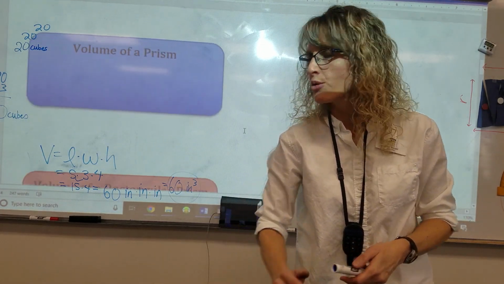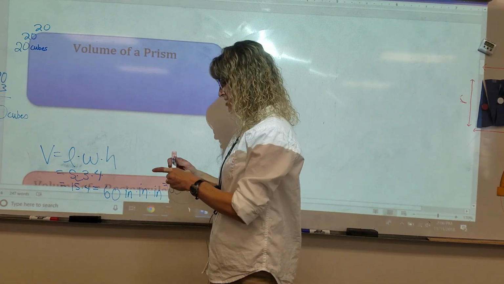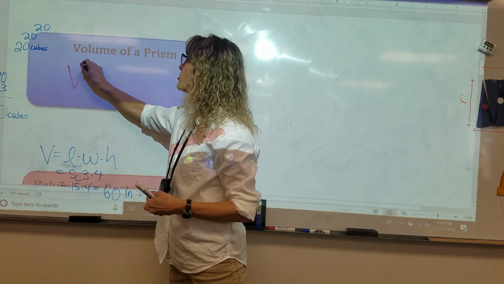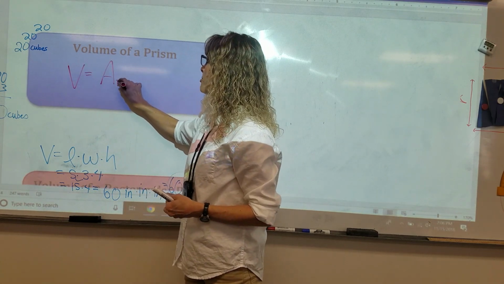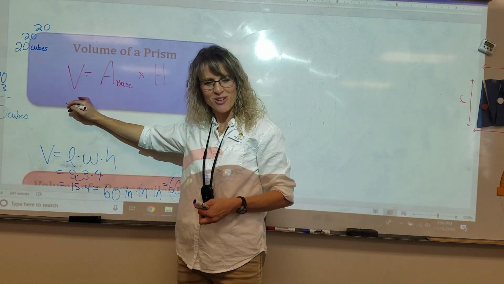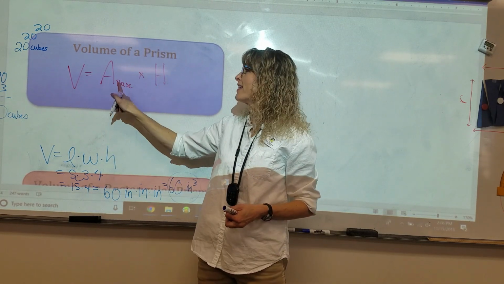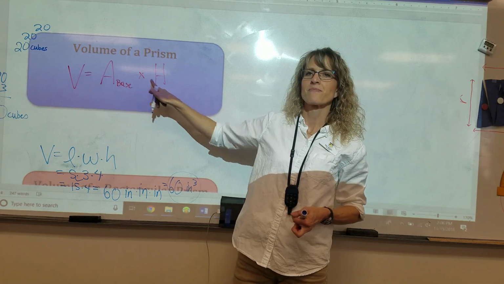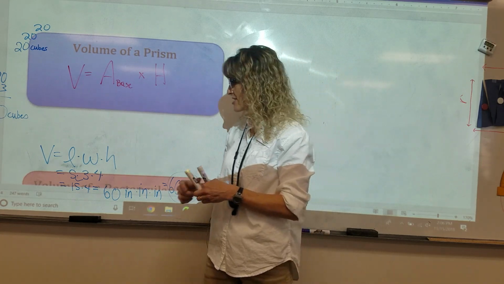So that leads us to the general formula for volume of a prism. It is the volume equals area of the base times height. What's the volume equal to for a prism? Get ready? Area of the base times height. Good. Area of the base times the height.